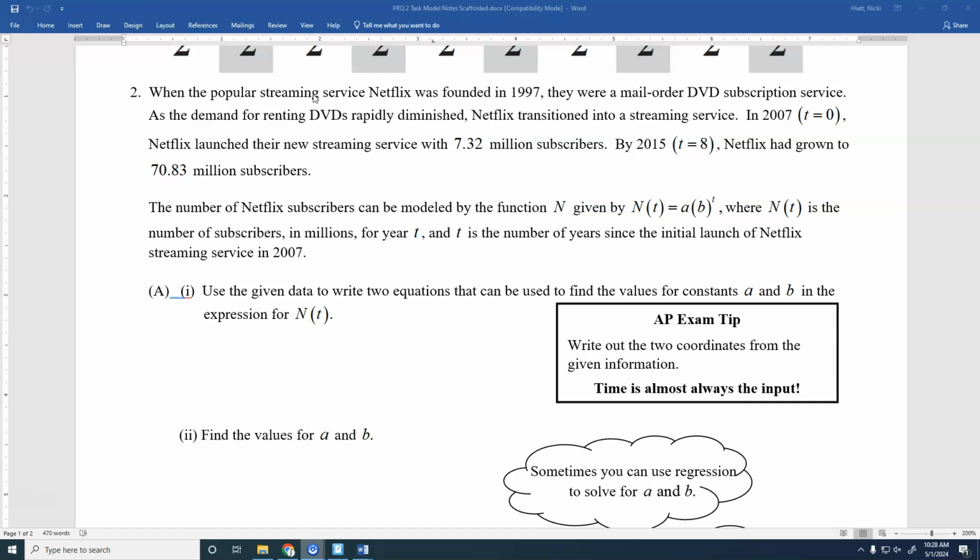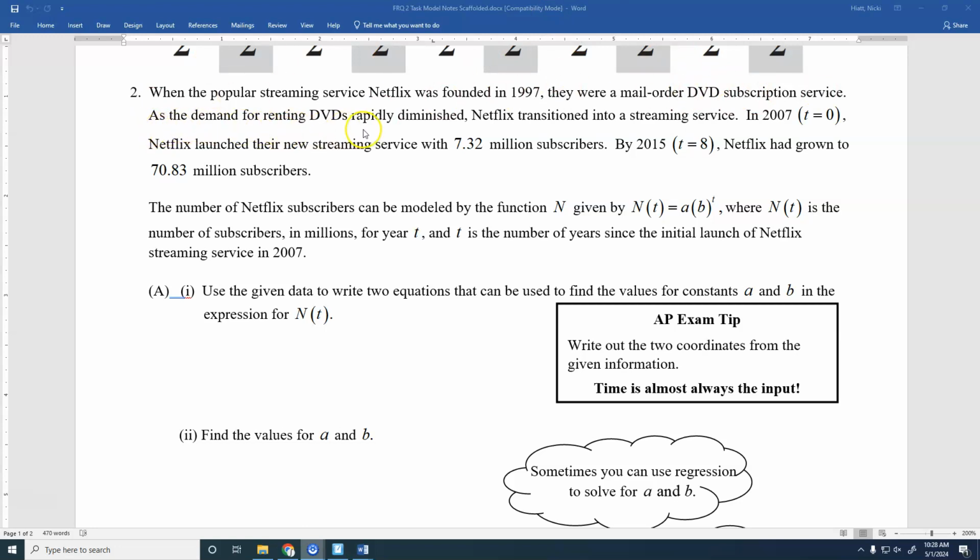Back from the dark ages, back when I was probably in like 4th or 5th grade right there. That's what we did. Now, obviously, Netflix is huge and it's not like this at all for the DVD subscription service, but that's where it got started.